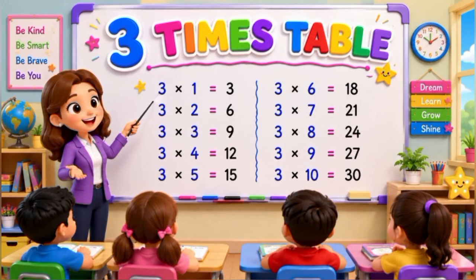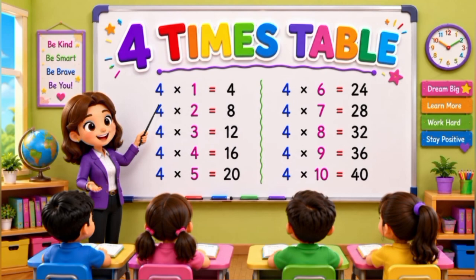3 times table. 3 ones are 3. 3 twos are 6. 3 threes are 9. 3 fours are 12. 3 fives are 15. 3 sixes are 18. 3 sevens are 21. 3 eights are 24. 3 nines are 27. 3 tens are 30.